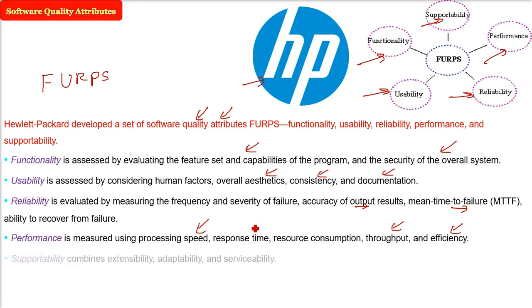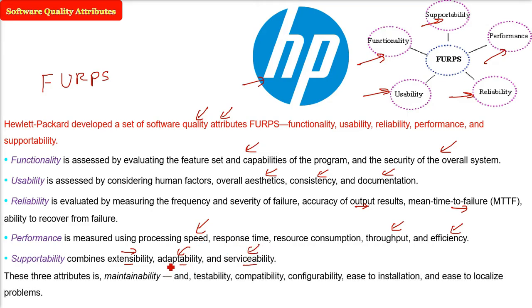Supportability. You can combine these three: extensibility, adaptability and serviceability. What I'm saying here is that this software has to be supported. Once you have delivered and deployed the software, someone has to be maintaining that software. That is supportability. That comes to extensibility. If you change, that is all change management. The software needs to adapt to different scenarios. It needs to be serviced. So these three attributes come under maintainability.